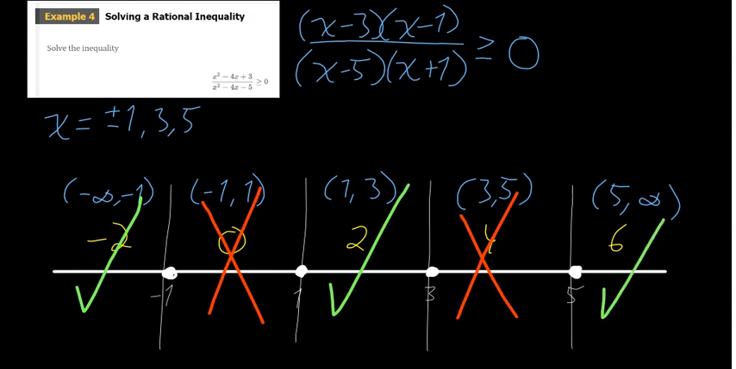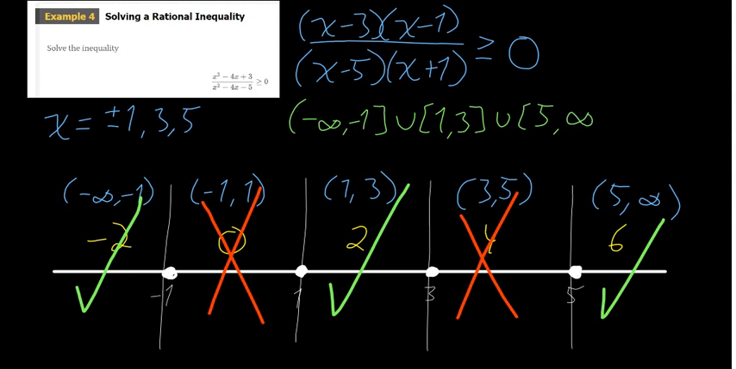So my solution set, again, we're going to be using brackets because it is greater than or equal to. My solution set is from negative infinity to negative 1, unioned with 1 to 3, unioned with 5 to infinity. Oh my goodness. And that's it. I say that's it, but these are very tedious, but that does conclude today's lecture.